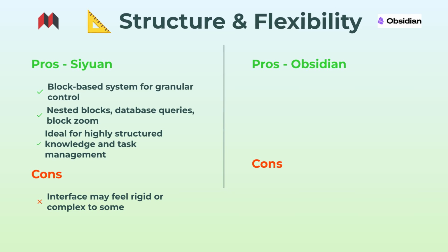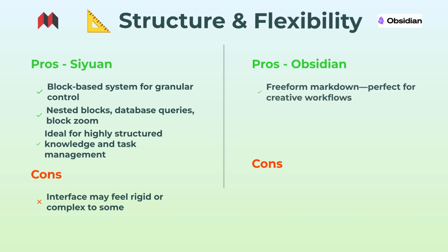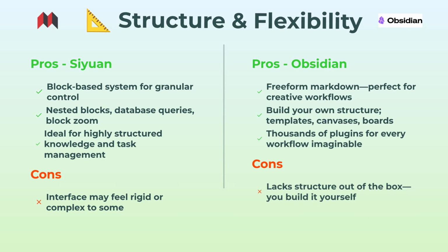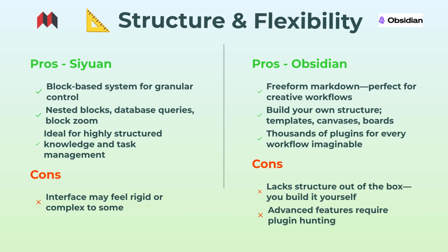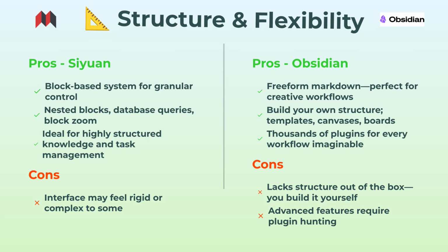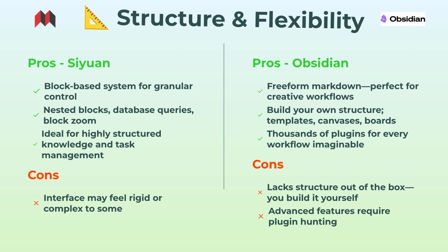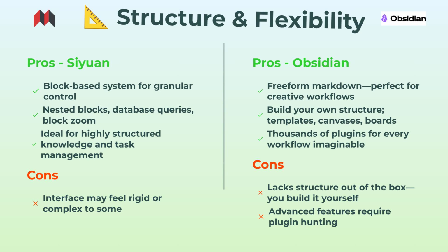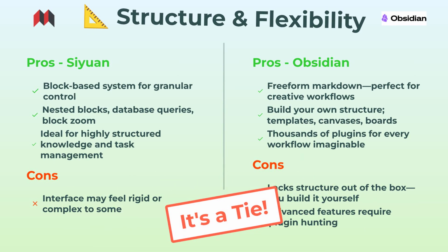Meanwhile, Obsidian is like Freedom Central. Markdown is your playground. Templates, boards, canvases, you build whatever workflow you want. There are 1,000 plugins to tweak things exactly how you like. The catch: out of the box, it's pretty minimalist. Structure is kinda up to you, and building it takes some plugin hunting. So for this category, it's honestly a dead tie. Both give tons of flexibility, they just go about it super differently.